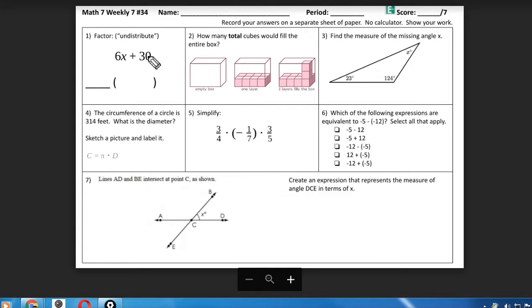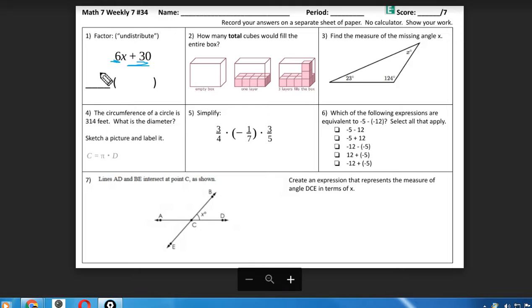Okay, the first question for the weekly 7 number 34 for Math 7. So it says factor or undistribute. So we need to figure out what number, let me change colors here. What number goes into both of these equally?